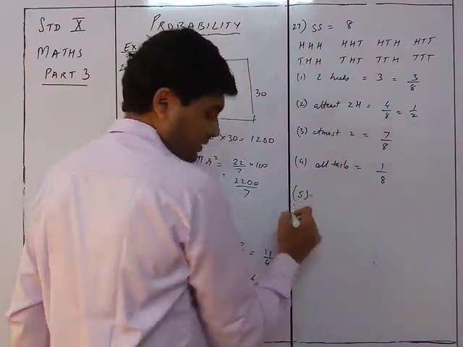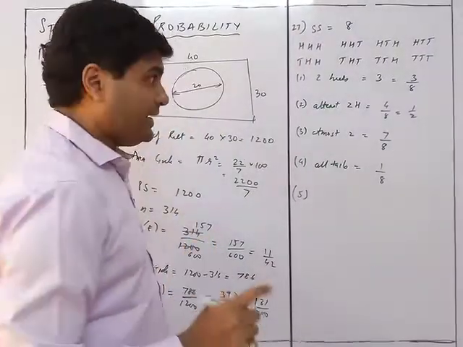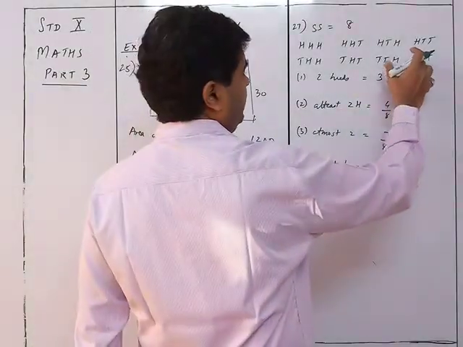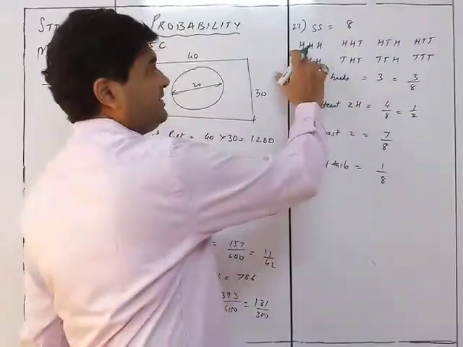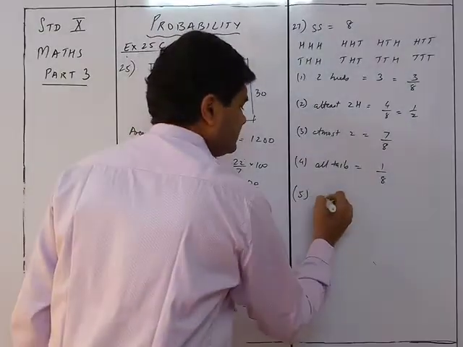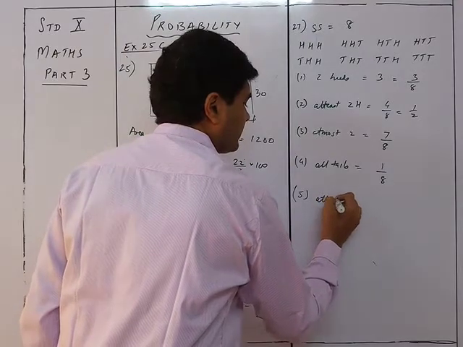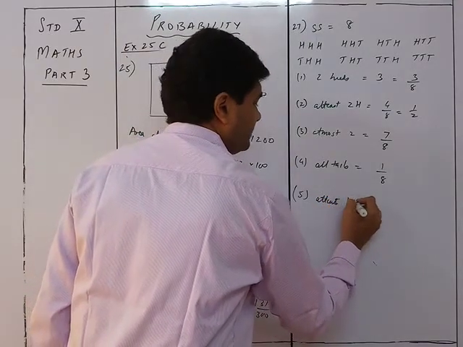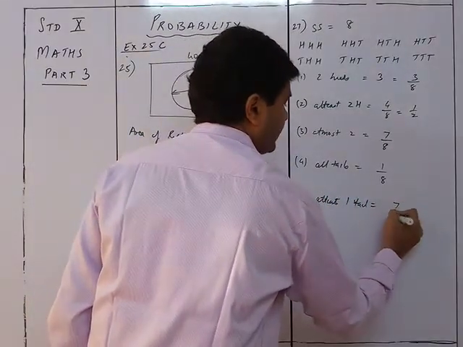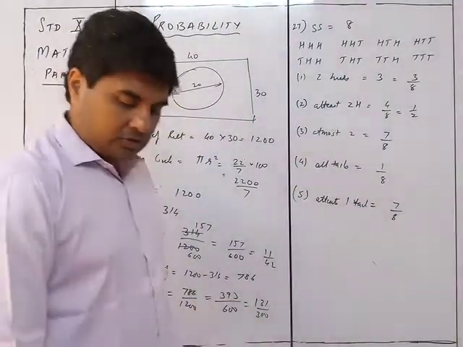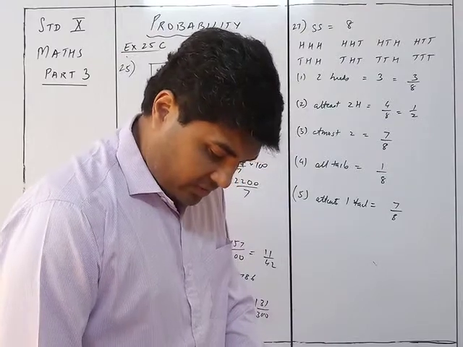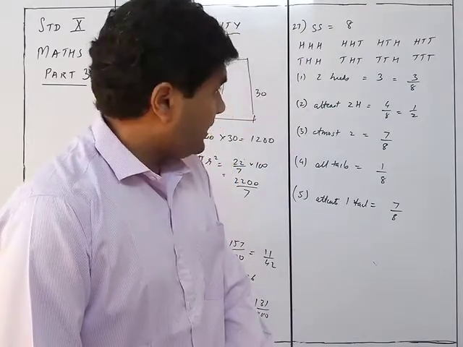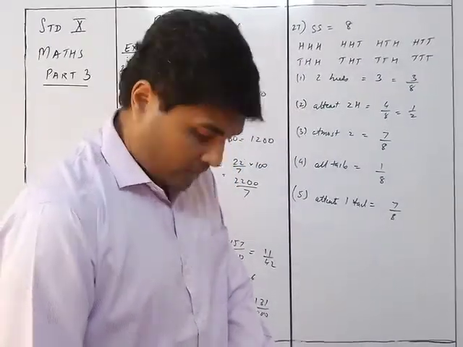And fifth one is at least 1 tail. At least 1 tail will be जहाँ पे इसके सिवा बाकी सब. So at least 1 tail is equal to 7 upon 8. Okay, so that was sum number 27. So sum number 27, you get it as 3 upon 8, 1 upon 2, 7 upon 8, 1 upon 8, 7 upon 8.